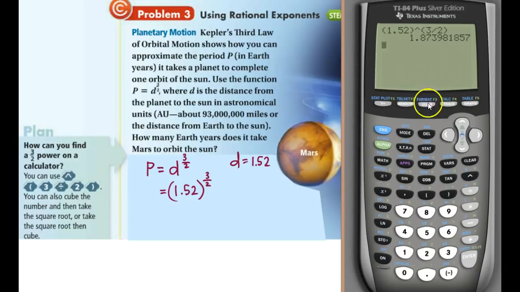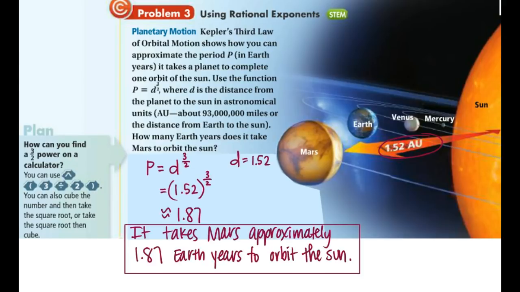Now I'd like to show you how to use the square root feature to do the same thing. So raised to the 3/2 power just means you are taking the square root of 1.52 and then cubing it after that. So let's take the square root of 1.52 and then raise it to the 3rd power, or cube it. And you can see that we get the exact same value. So that means it takes Mars approximately 1.87 Earth years to orbit the Sun.